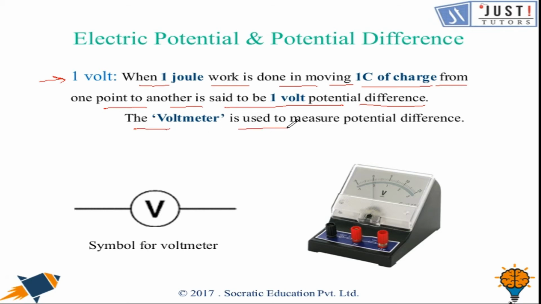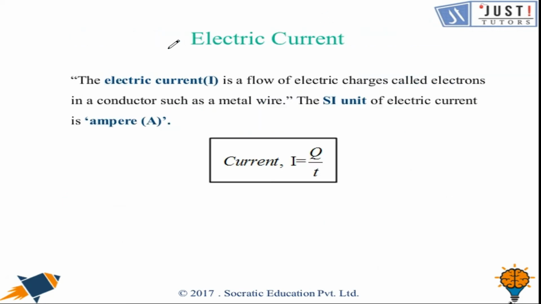The voltmeter is used to measure potential difference. The voltmeter is always connected in parallel across the 2 points where the potential difference is to be measured. A voltmeter has a high resistance. Voltage is another name for potential difference. This is the symbol we use while drawing circuit diagrams, which we will discuss in further slides. And this is the apparatus or instrument used for measuring, which is known as voltmeter.